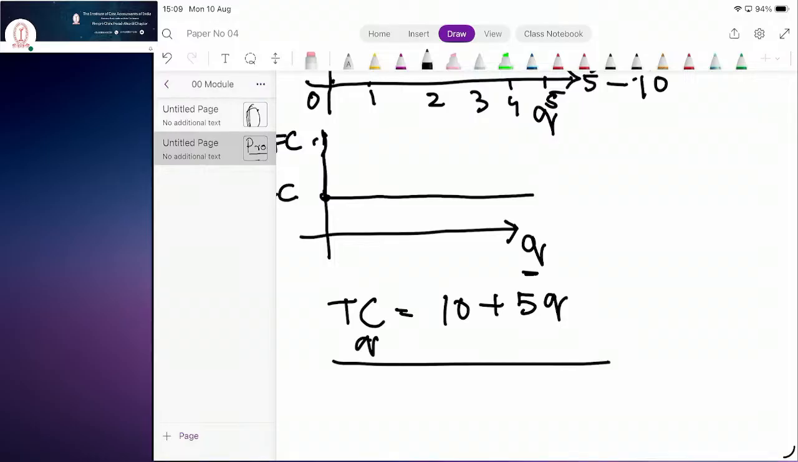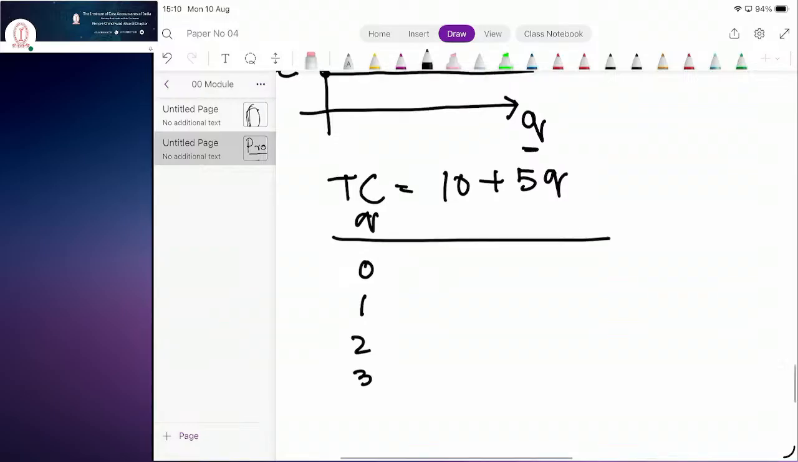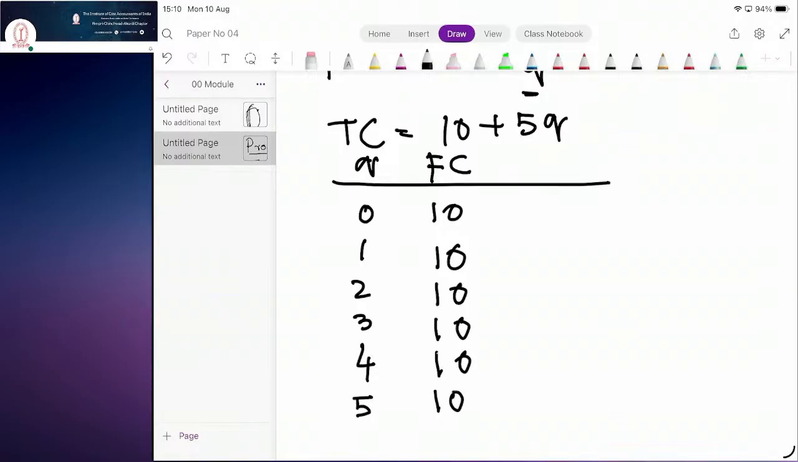Q is 0, 1, 2, 3, 4 and 5. FC is 10. Fine. Calculate the TVC for each quantity. When output is 0, TVC is 5 times 0, so it will be 0.